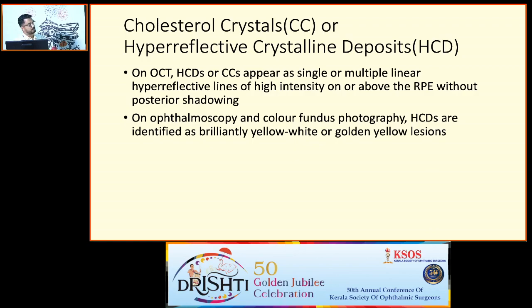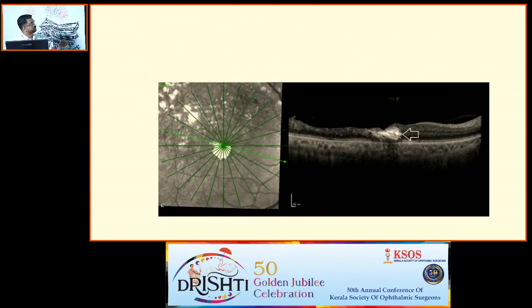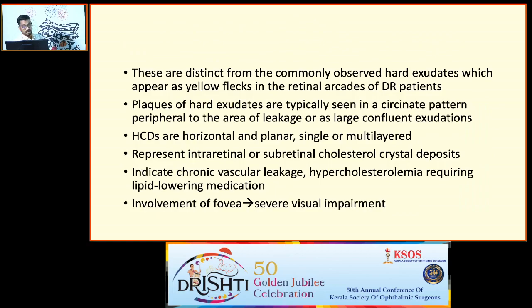On OCT, hyperreflective crystalline deposits or cholesterol crystals appear as single or multiple linear hyperreflective lines of high intensity on or above the RPE without posterior shadowing. On ophthalmoscopy and color fundus photography, HCDs are identified as brilliantly yellow-white or golden yellow lesions. So these are distinct from the commonly observed hard exudates, which appear as yellow flecks in the retinal arcades of DR patients. Plaques of hard exudates are typically seen in circinate pattern peripheral to the area of leakage.